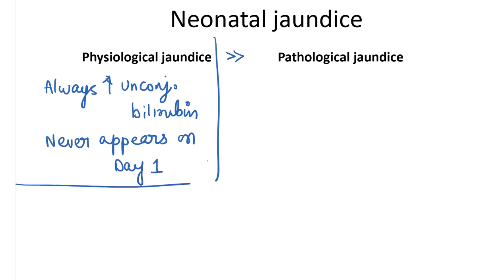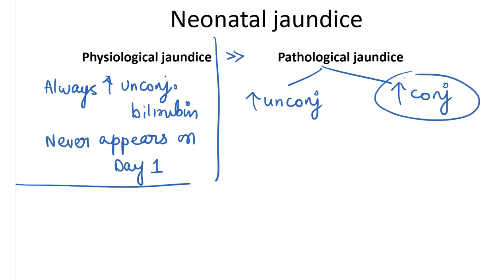Are you able to follow this? These two points should be remembered for physiological jaundice. What about pathological jaundice? Pathological jaundice can be either an increase in unconjugated bilirubin or an increase in conjugated bilirubin. Out of these two, you can just remember that whenever there is an increase in conjugated bilirubin, it is always going to be pathological. Why? Because unconjugated bilirubin increase can be either pathological or physiological, but conjugated bilirubin increase is always pathological. That point should be remembered.